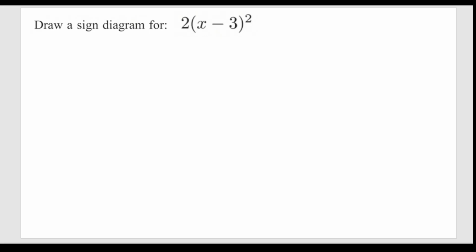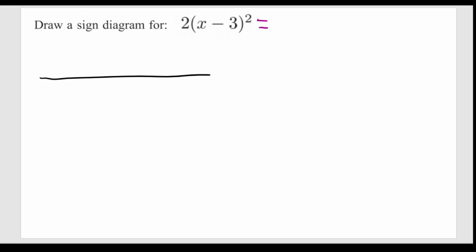Finally, we're going to look at this option here. So first step, draw that horizontal line. Now looking at our factors, we've effectively got 3 factors, but in reality there's only 2 that we're going to consider. So if this function is going to equal 0, then 2 has to equal 0, which is impossible, or x take 3 squared has to equal 0.